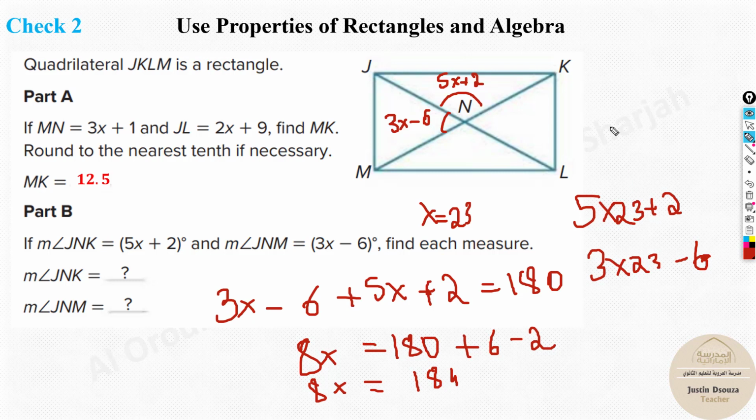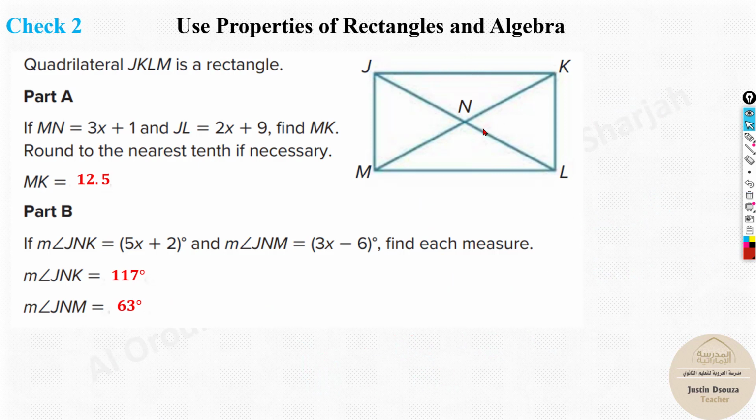So 23, 230 half is 115, plus 2 is 117 for J and K. Here 69 minus 6, 63 is the answer. So this is how we solve: 117 and 63 degrees. That's how we can solve these problems. First solve for x, then substitute back in the required value and then solve it.